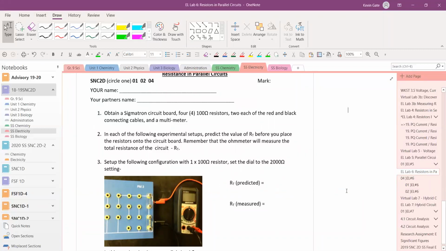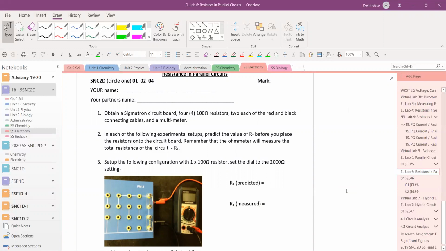Okay, so pretend we've obtained a Sigmatron board and 4 100 ohm resistors. We know that ohm is the unit for resistance, and we want to use these resistors to test our theory of parallel circuits. So we're going to employ some Kirchhoff's laws and Ohm's law here to make some predictions. In each of the following experimental setups, we are going to predict the total resistance based off of our knowledge of Kirchhoff's law.